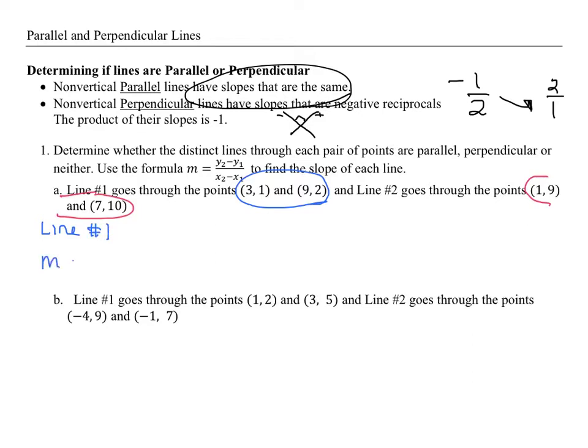So the slope is the difference of the y's, so it'll be 2 take away 1 over 9 take away 3. So it'll be 1 over 6. Now let's talk line 2.